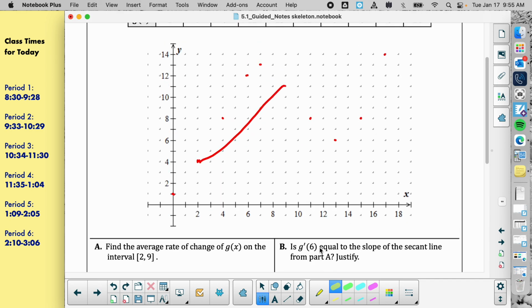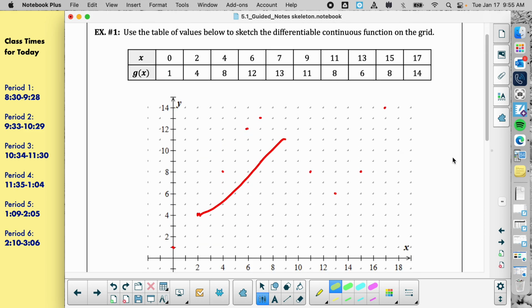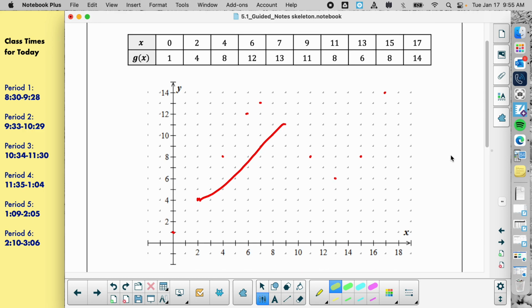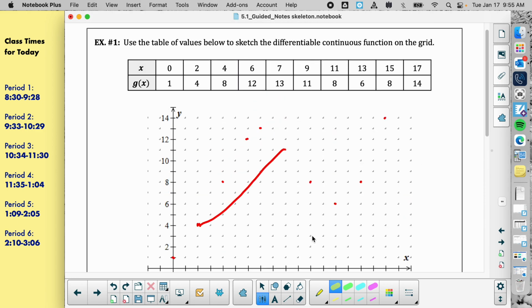So B says, is G prime of 6 equal to the slope of the secant line that you just drew? Get help? Yeah, you can ask people. Go for it. Wait, can you say again? Here, I'll put it on the question. B. Is G prime of 6 equal to the slope of the secant line from part A? So you are given information about G.